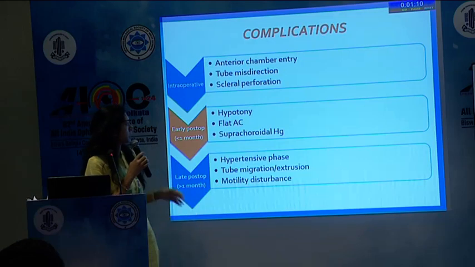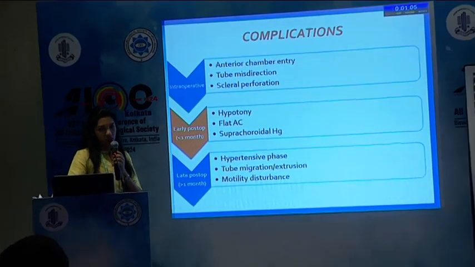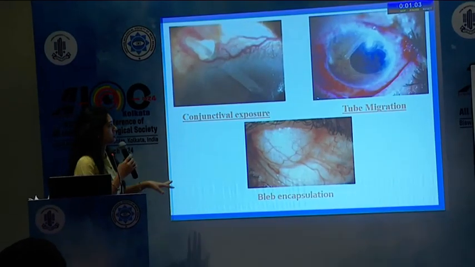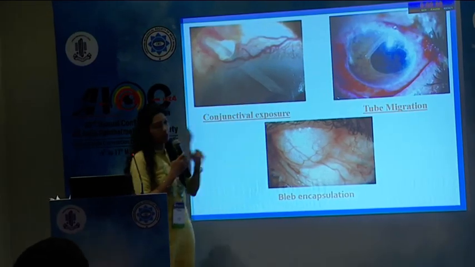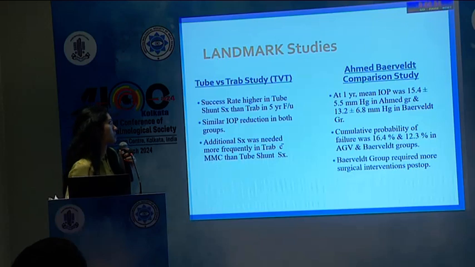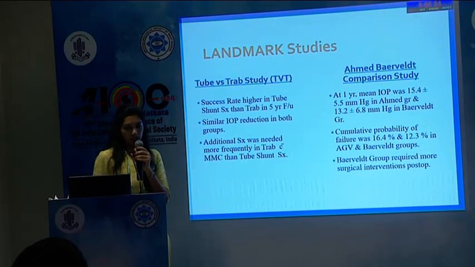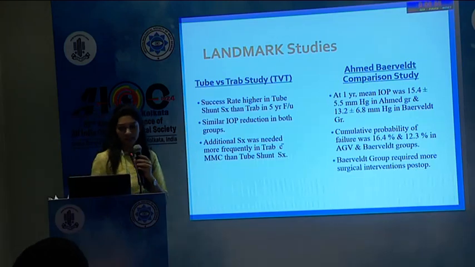No surgery is without complications. Besides the usual complications, the specific ones are tube misdirection, tube extrusion and migration. These are pictures showing conjunctival exposure, tube migration anteriorly, and bleb encapsulation. Now, no talk is complete without discussing the studies. The two landmark studies are the Tube versus Trabeculectomy study and the Ahmed Baerveldt comparison study.